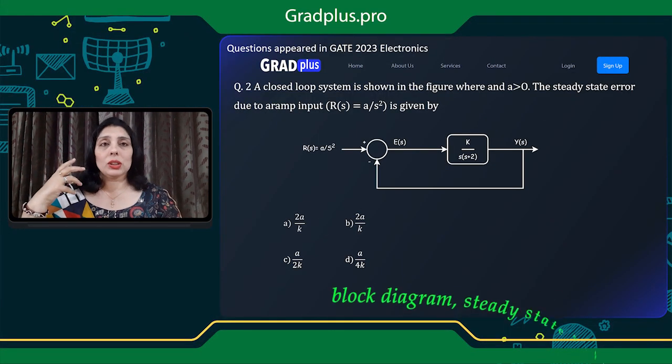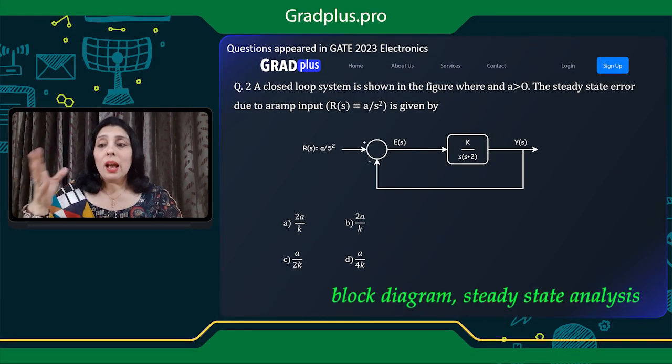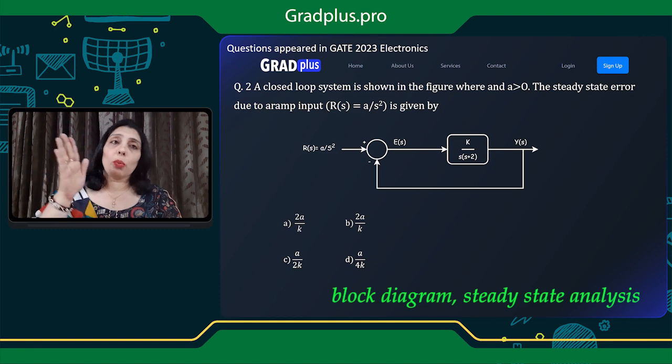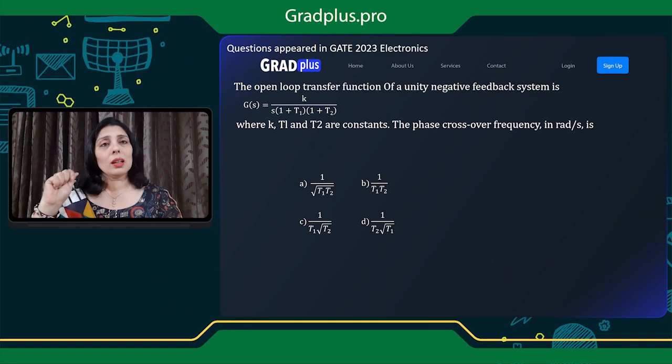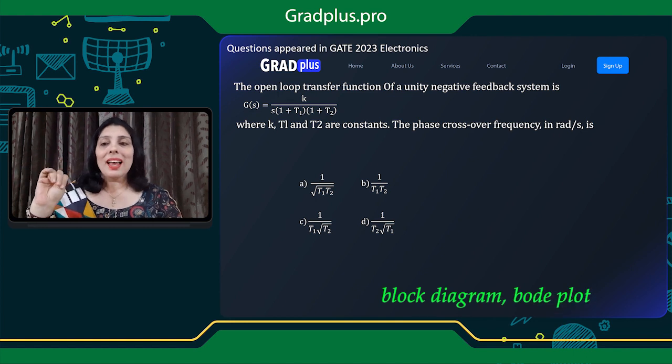Then in this question, we are given the block diagram and we have to apply the concepts of block diagram and the steady state analysis. In this question, again, we are given the transfer function and we have to apply the concepts of block diagram and the Bode plot.